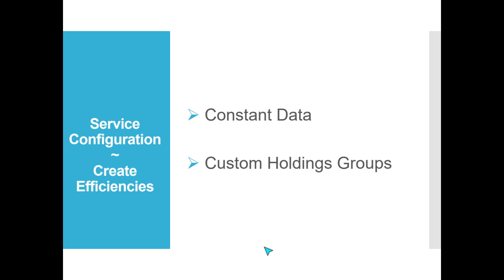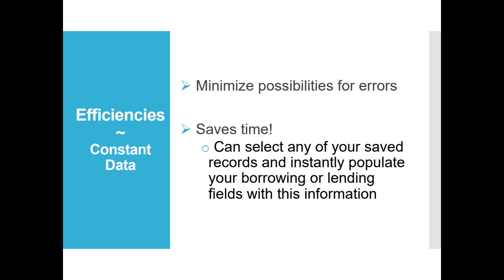So the first one is constant data, and the second one is custom holdings groups. So constant data allows you to create data records that can be saved and applied to both borrowing and lending requests. This information is about your library, and it's the type of information that doesn't change, like your physical address, for example. It also helps you to minimize the possibility for error, so you're not doing typos. And more importantly than anything else, it saves time.